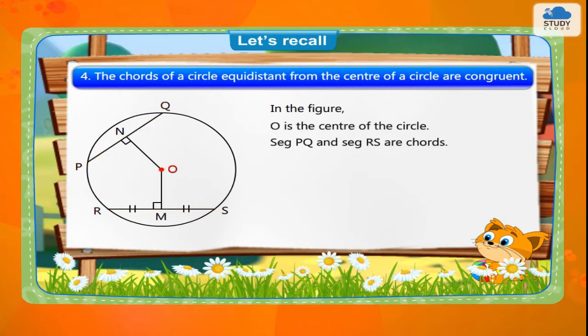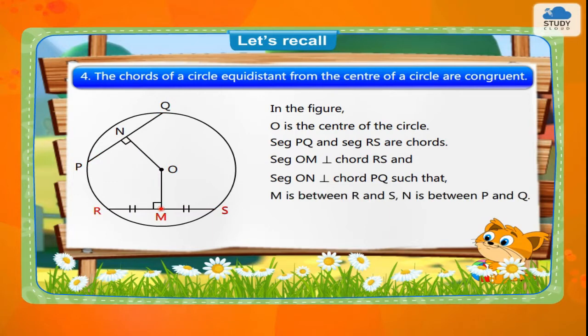4. The chords of a circle equidistant from the center of a circle are congruent. In the figure, O is the center of the circle. Segment PQ and segment RS are chords. Segment OM is perpendicular to chord RS and segment ON is perpendicular to chord PQ such that M is between R and S, N is between P and Q. If OM is equal to ON, then chord PQ is congruent to chord RS.